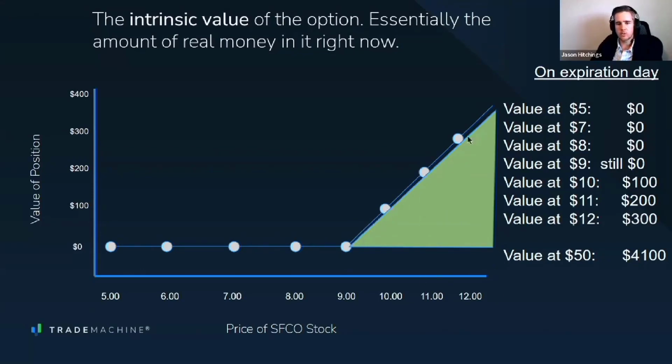And so you can see the intrinsic value is going up. At $10, you have $1 of intrinsic value per share. At 11, you'd have $2 for that same 9-strike option.